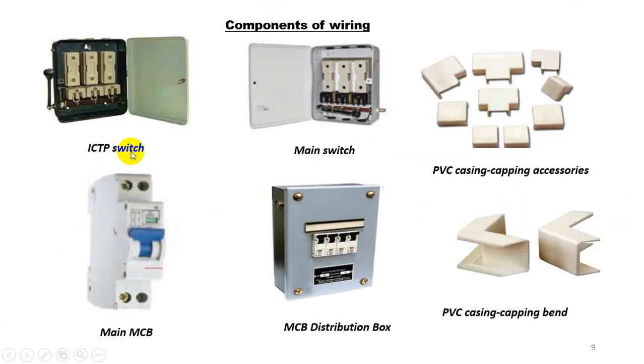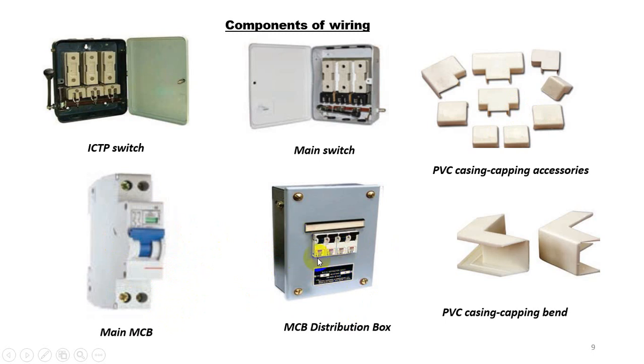Here, this is the ICTP. So here it is a triple pole. Usually we use ICDP, the ironclad double pole switch, so here it will be only two, not three. Here it is a triple pole, and only one ironclad will be there. This may be the main box. This may be the PVC capping, which is used for laying the PVC wires inside, and this is known as the MCB. This is the distribution board.